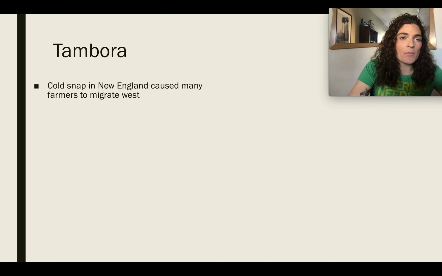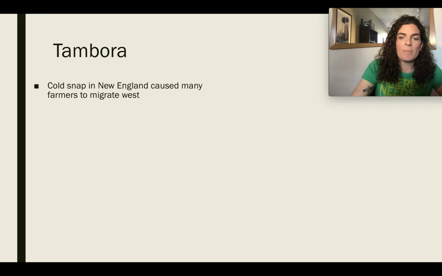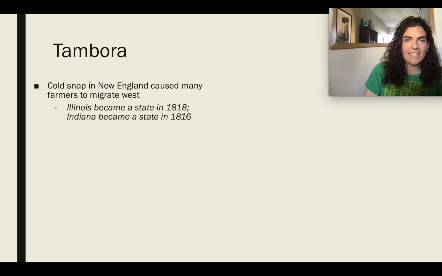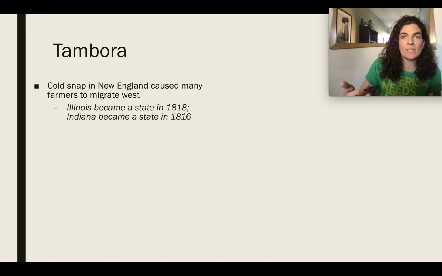There was also a massive cold snap in New England during this time, 1815, 1816, which caused a lot of farmers to migrate west with the death of these crops. And a lot of fledgling territories west of New England hadn't quite yet become states. For example, Indiana became a state in 1816, Illinois became a state in 1818, possibly as a result of, or at least partially influenced by, the change in climate due to the eruption of Mount Tambora.